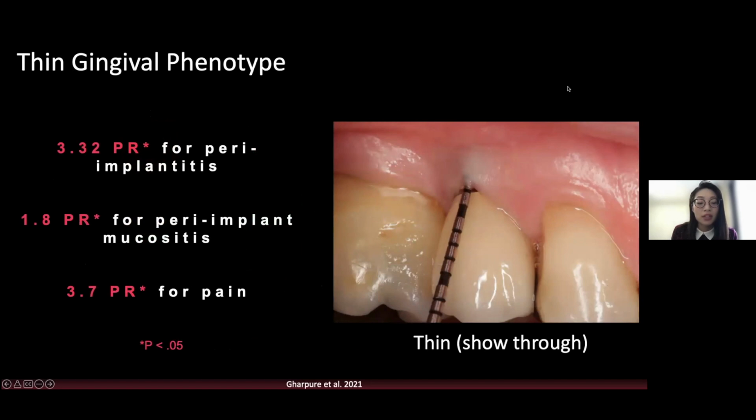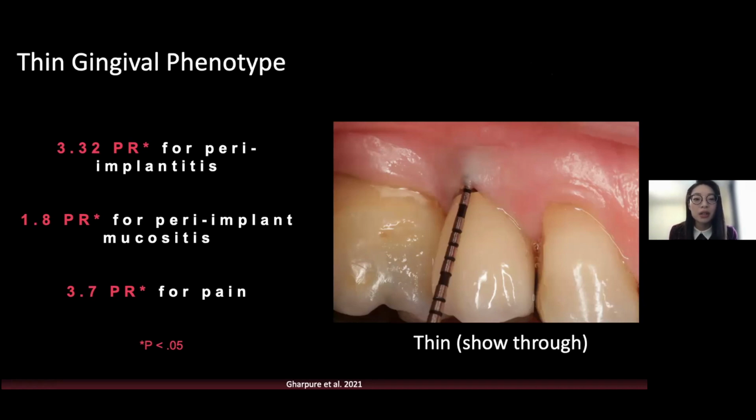In terms of the gingival phenotype, we found a thin gingival phenotype was significantly associated with peri-implantitis, and there was actually a 3-fold prevalence for peri-implantitis with thin phenotype. We also saw nearly a 2-fold prevalence for peri-implant mucositis and nearly 4 times prevalence for pain during brushing or flossing. So patients with a thin phenotype reported significantly that they actually have discomfort while performing oral hygiene, and this may be a significant factor related to the higher prevalence of peri-implant disease.